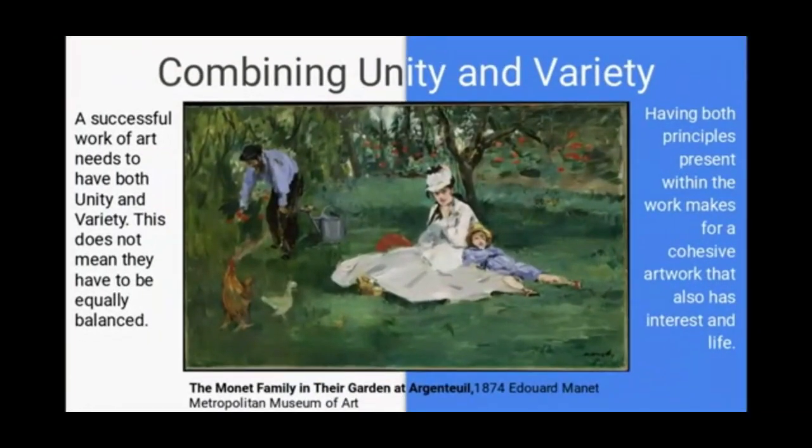So you really want to make sure that you're combining unity and variety. A successful work of art needs to have both unity and variety. Now, this does not mean they have to be equally balanced, as we saw. Having both principles present within the work makes for a cohesive artwork that also has interest and life. I hope this helps clear up a little bit about how to work with these, and that you can start putting this together in your work or seeing it in other artwork right away.